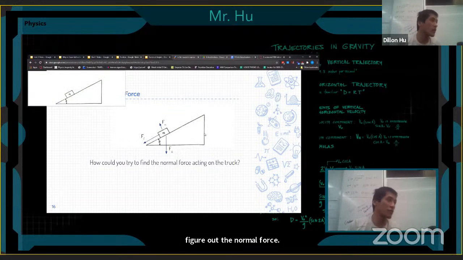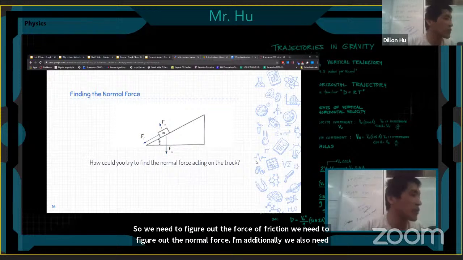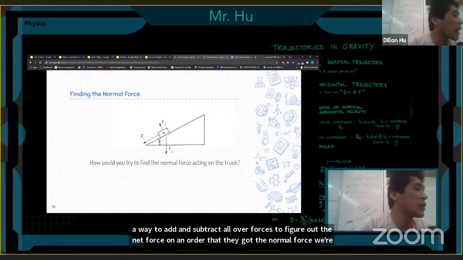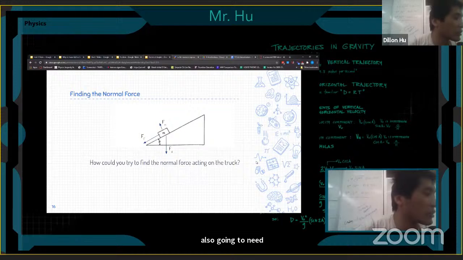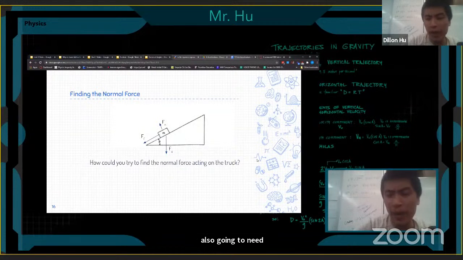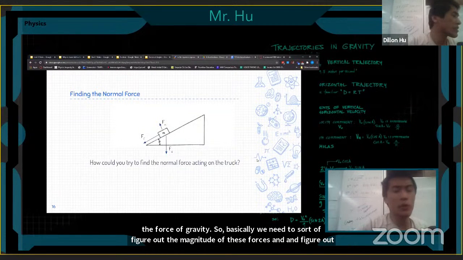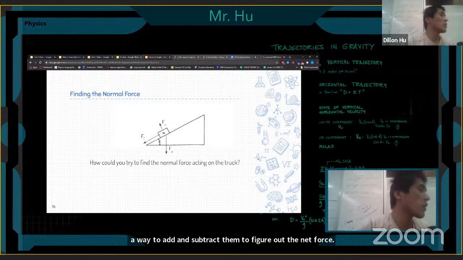So now I want you to think about how you could figure out the normal force acting on the truck. How could you figure out the normal force acting on the truck? I will give you a hint in maybe two or three minutes. So how can you try to find the normal force acting on the truck?